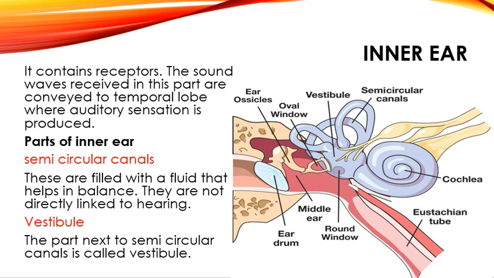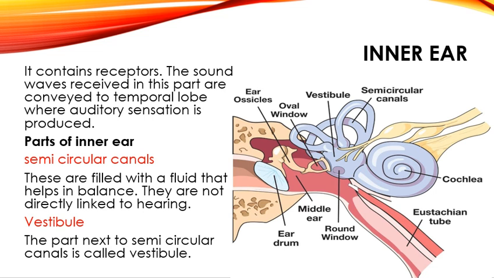Next is the inner ear. The inner ear is actually the most sensitive part of the ear and it is also called the converter. The outer ear is the collector, the middle ear is the transformer, and the inner ear is the converter or receiver. This part lies next to the oval window. It contains different receptor cells. The sound waves received in this part are conveyed through a very complex system to the temporal lobe of the brain, where auditory sensation is produced.